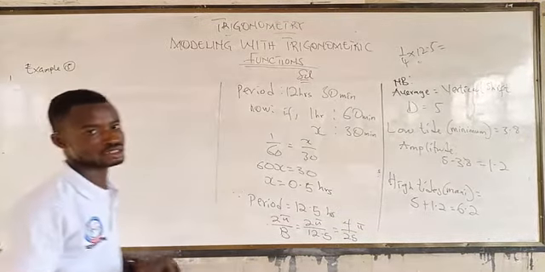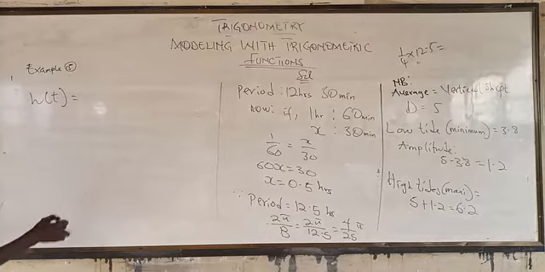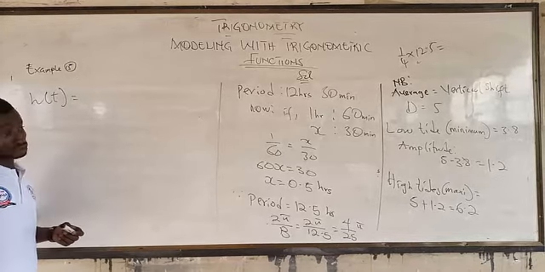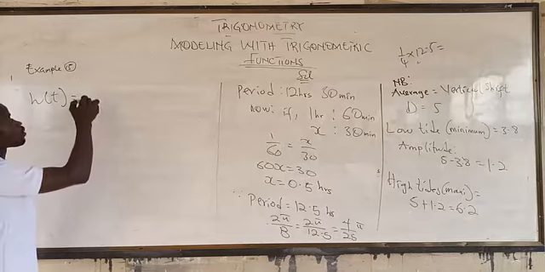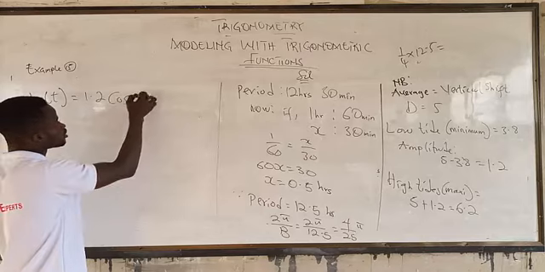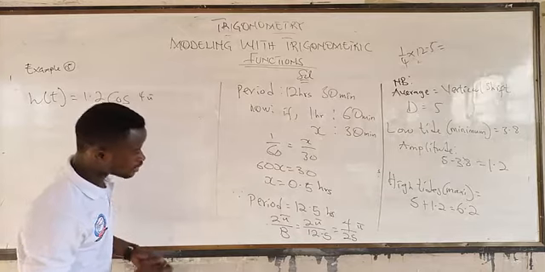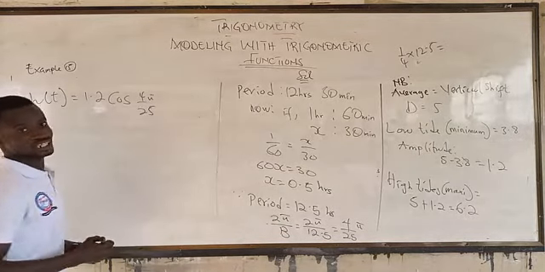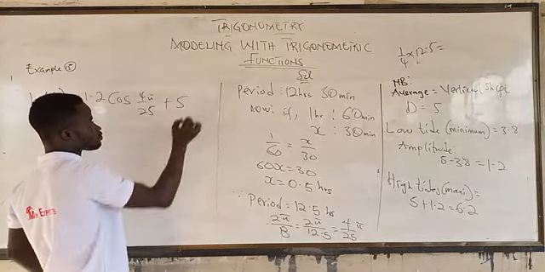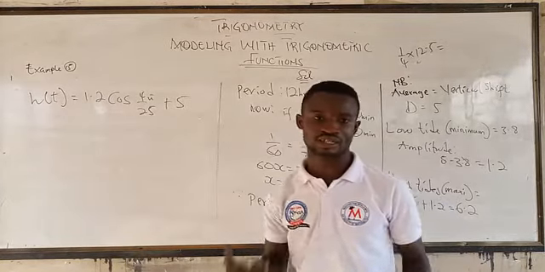So the equation is going to be h of t, which is equal to the amplitude, alright? The amplitude, and that's going to be 1.2 cos of 4 pi over 25 t. And it's going to be at the origin. You will sketch it and you see it's going to be at the origin plus 5. Alright, so that is going to be the equation.